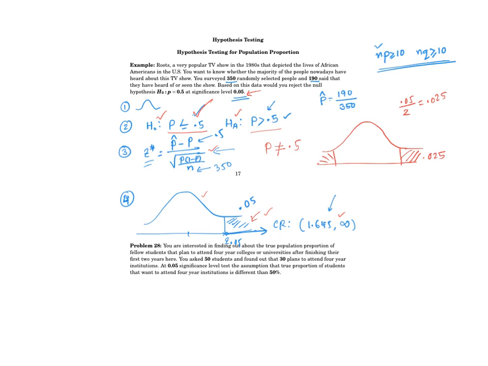And area to the left is going to be 0.025, and that's going to give you one value here, one value here. So your critical region is going to be from here all the way to negative infinity, and from here all the way to positive infinity. Once you had that, you do the calculation accordingly and see if your test statistic falls in either of these regions, to the left of this point or to the right of this point. If it falls in either of these regions, you would be rejecting the null hypothesis.